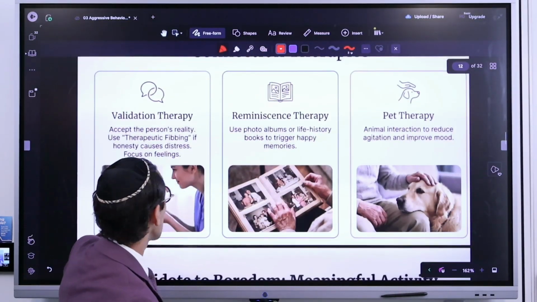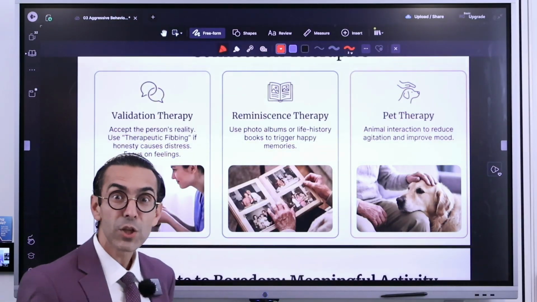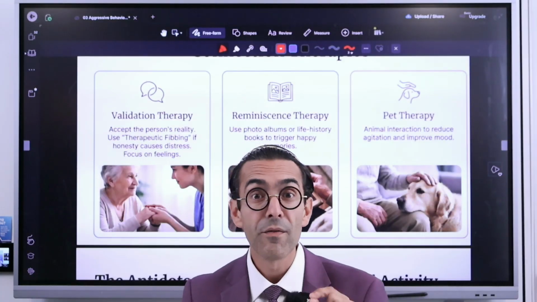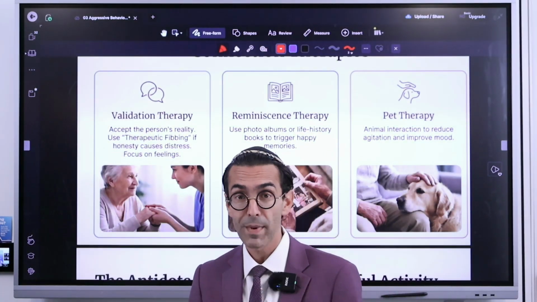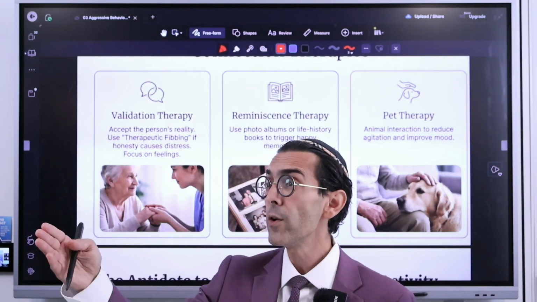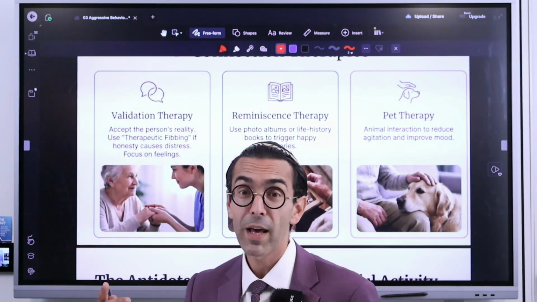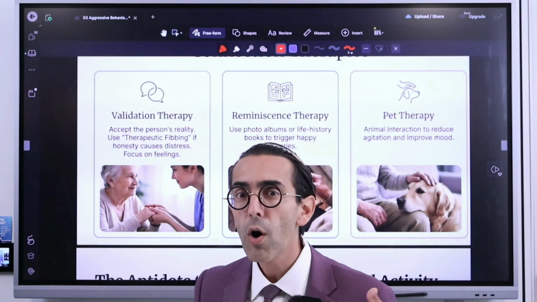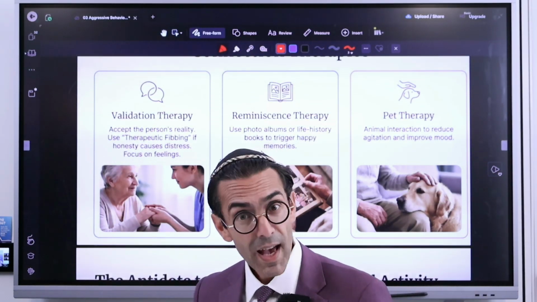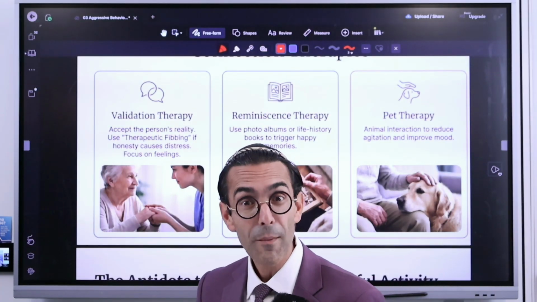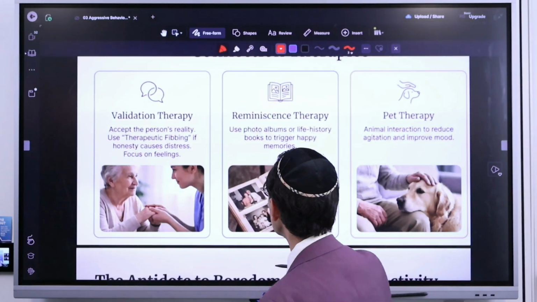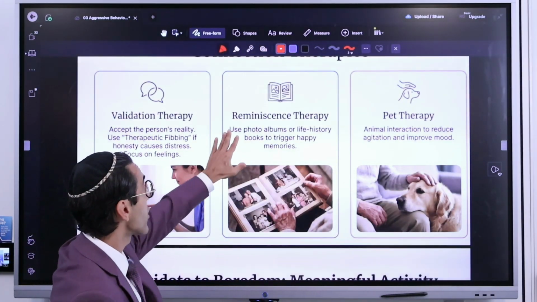And then this is very important: validation therapy. I cannot stress this enough. Never argue with your person living with dementia. Always validate. Oh, look, I see Henry. Henry's amazing, right? And Henry's actually his dad. Never argue, saying, oh, that's not your dad. Always validate. Yes, look, that's Grandpa. That's amazing, Dad. Always validate. Don't argue. Accept the person's reality.